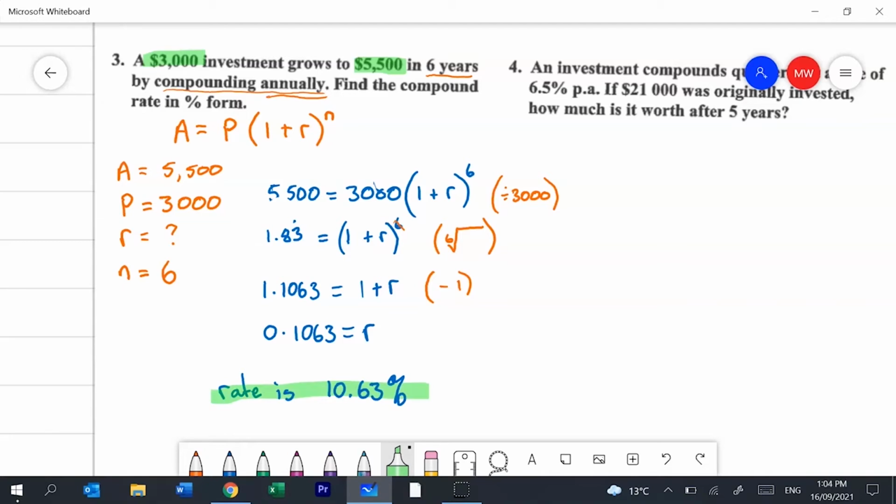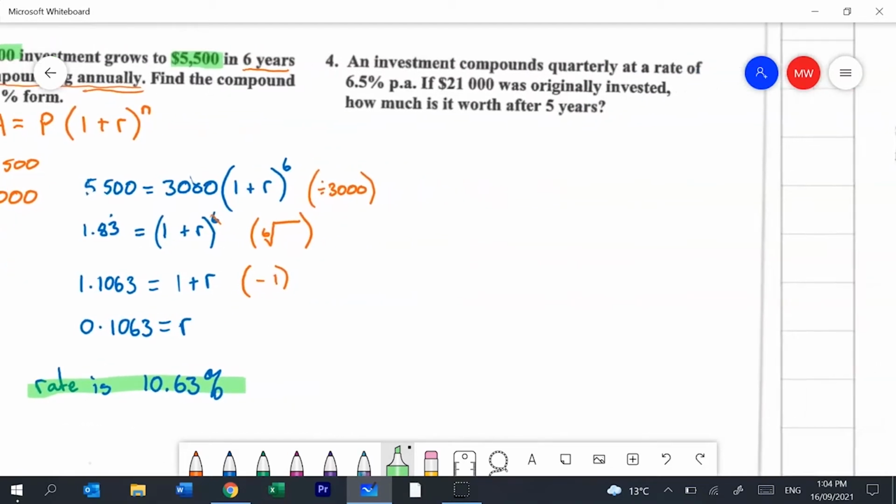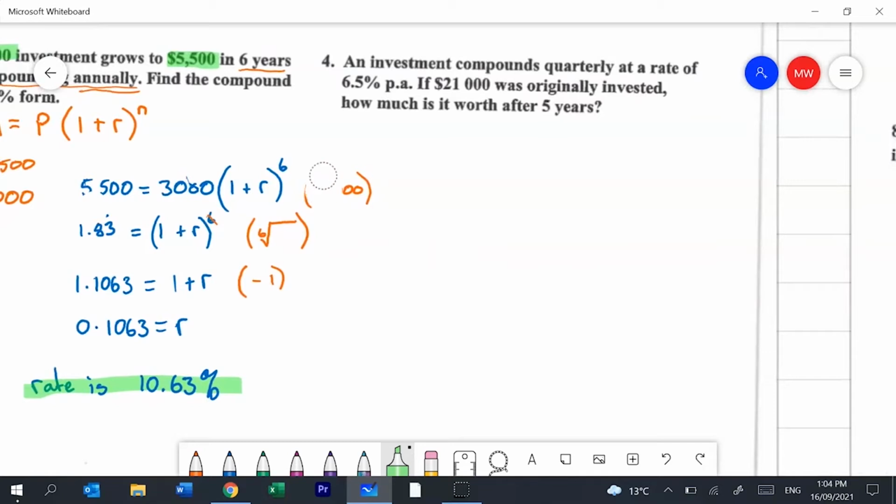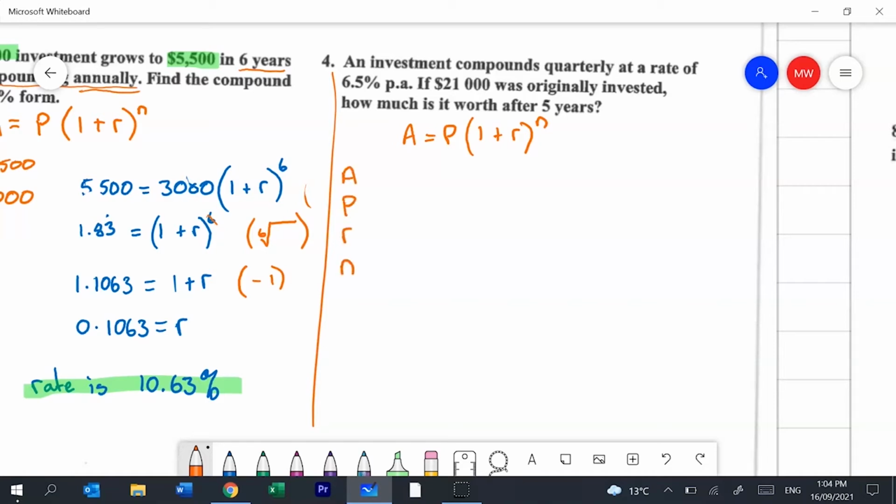Let's have a look at question 4. Just rub this out so we get a little bit more room over here, because it's going to get a bit tight for space. Okay, same formula. We've got A equals P, so the account balance equals the principal, 1 plus the rate to the n. All right, we've got account balance, principal, rate, and number of compounding units.